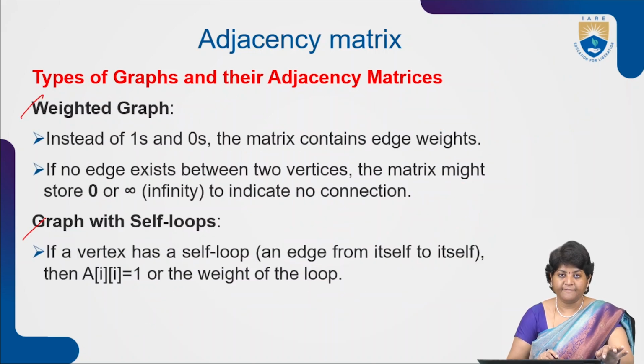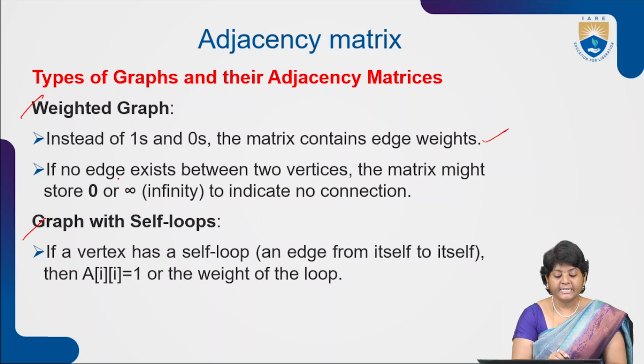Next, weighted graphs. In a weighted graph, instead of ones and zeros, the matrix contains edge weights. If an edge exists between two vertices, then we will mark it as 1. If no edge exists between two vertices, the matrix might store 0 or infinity to indicate no connection.